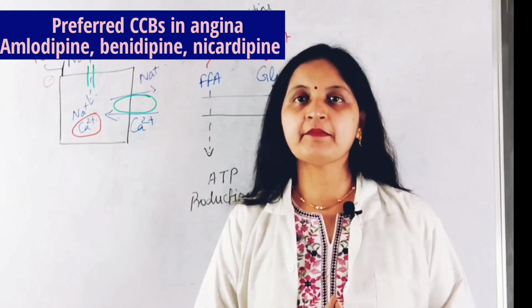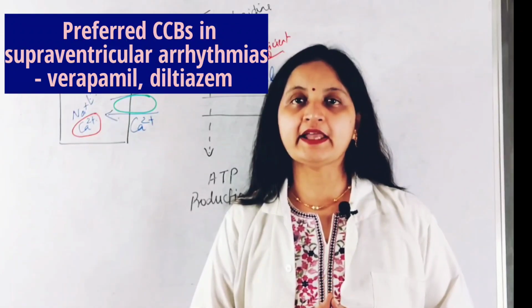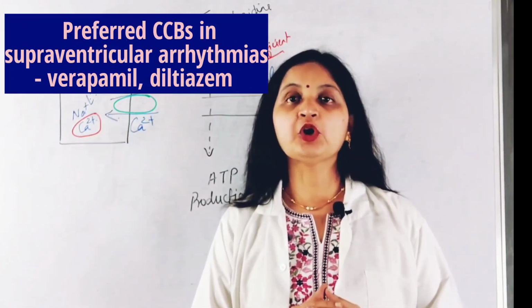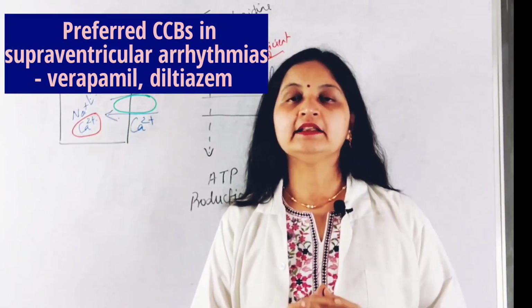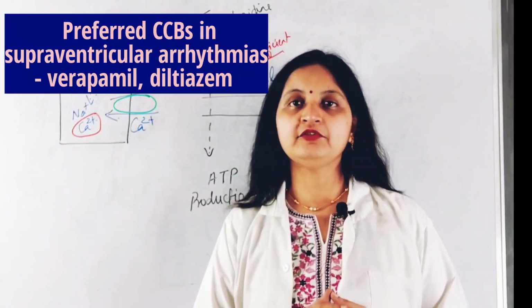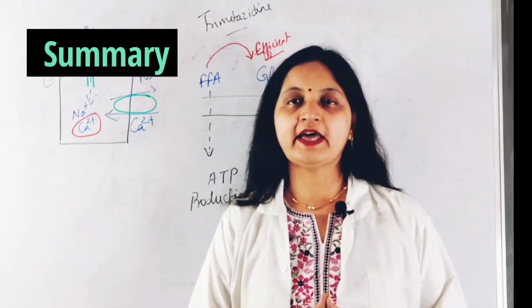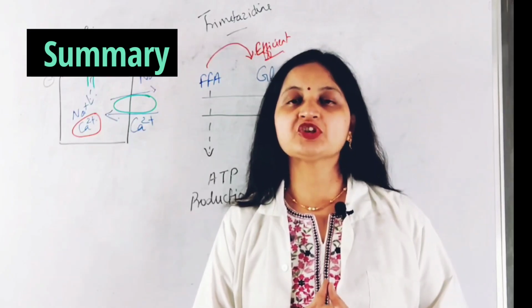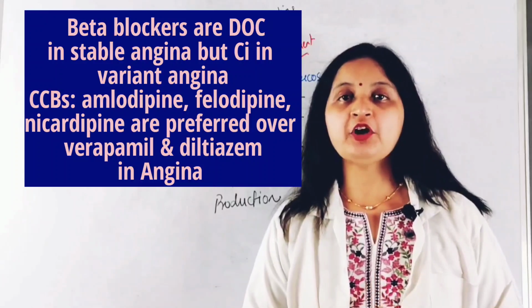verapamil and diltiazem are preferred drugs for the treatment of supraventricular arrhythmias, as they have cardiodepressant property, reduce the SA nodal activity and thus are helpful in treating or controlling the ventricular rate in supraventricular arrhythmias such as atrial fibrillation and atrial flutter. So with this we come to the end of the topic.